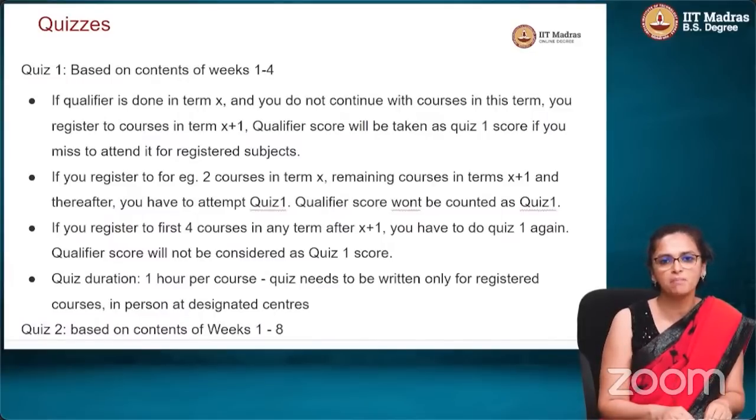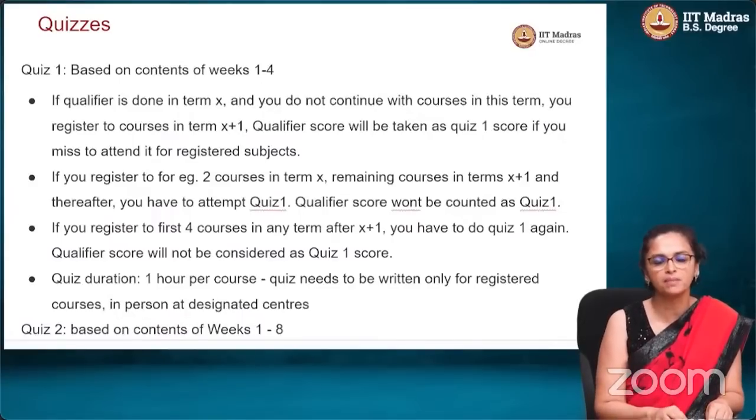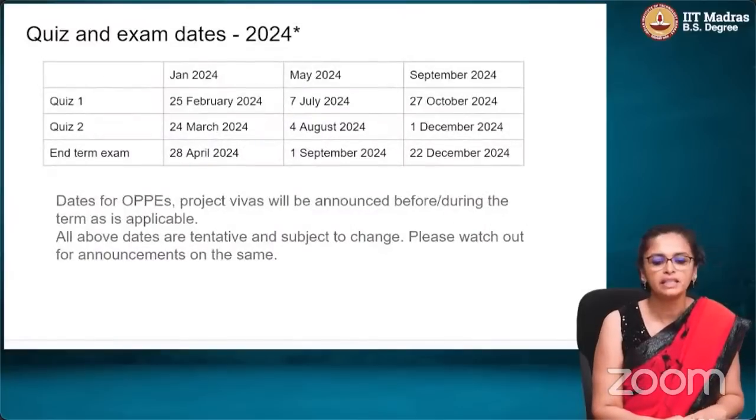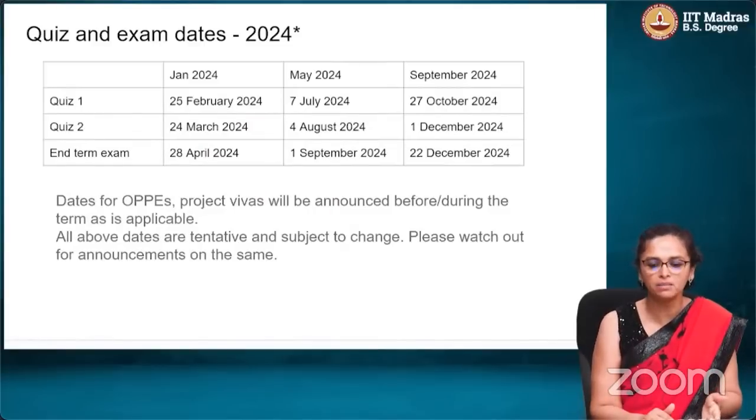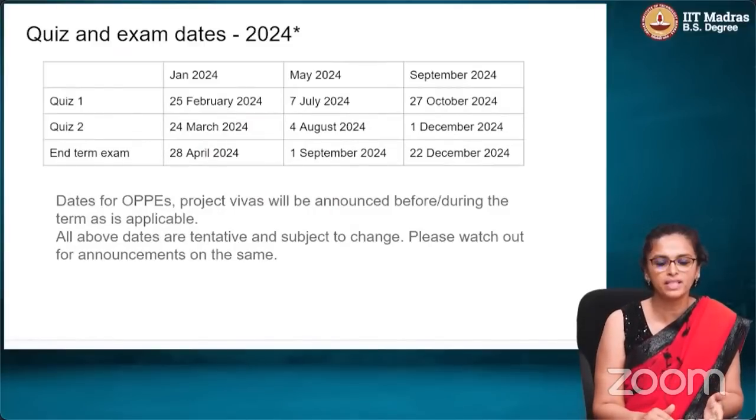The quiz 1 is broadly based on contents of weeks 1 to 4 and quiz 2 is based on weeks 1 to 8. And the final exam is based on contents provided in the weeks 1 to 12 of the course. Okay, these are the dates for this particular year, academic year of 2024. The 3 terms are listed here and the quiz 1, quiz 2, end term exam dates are given here. So these are finalized from our side. There will be no changes in this unless there is something very compelling for us to make the change, but we think that this will be the final schedule that we will adhere to.